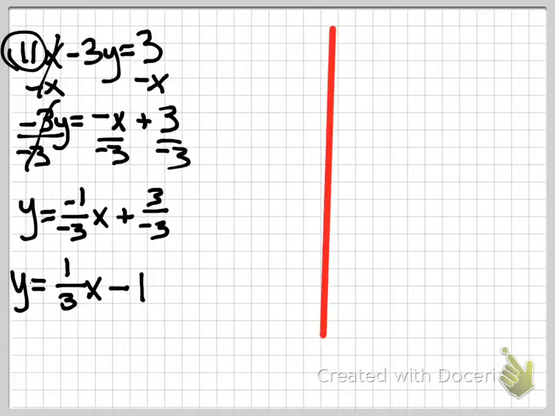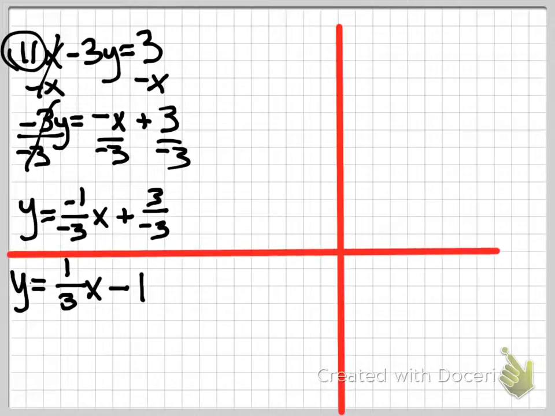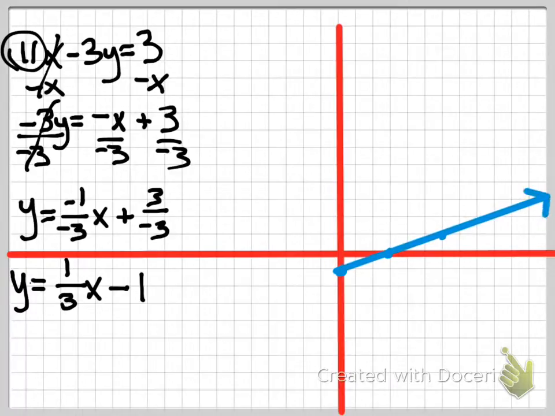So for this graph, our y-intercept, or our b, is a negative 1, so we'll start there and then we'll use our slope. It says go up 1 over 3, so it looks like that. Here's our graph. And so you can find the correct choice there on your sheet.